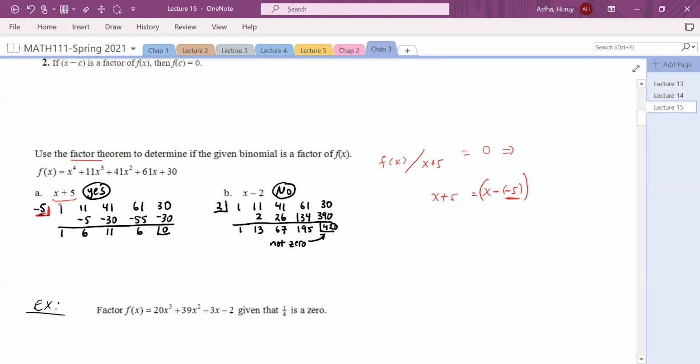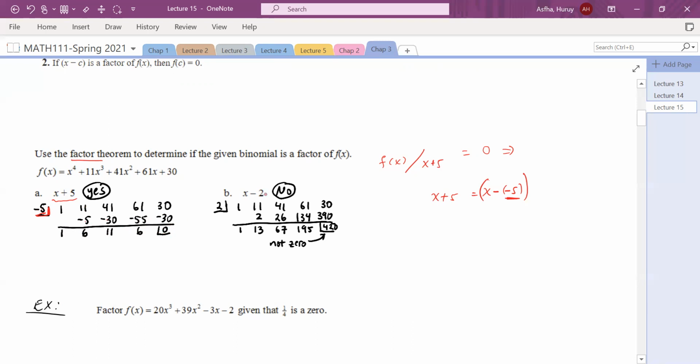And we pull this one down here, then minus 5 times 1, negative 5. We add them, positive 6. Negative 5 times 6, negative 30. We add them, we get 11. Negative 5 times 11, negative 55. And we add, we get 6. And negative 5 times 6 is negative 30. And when we add them, we get 0.